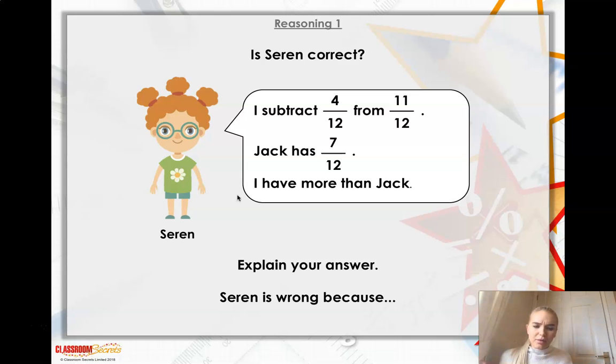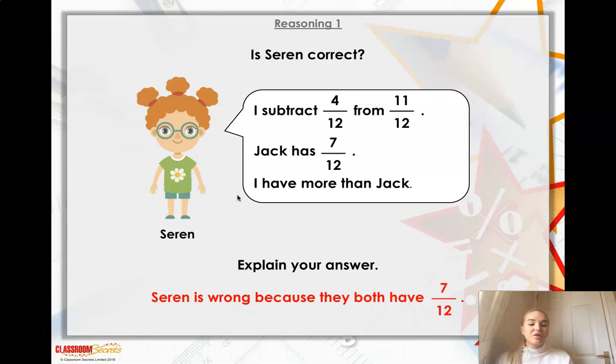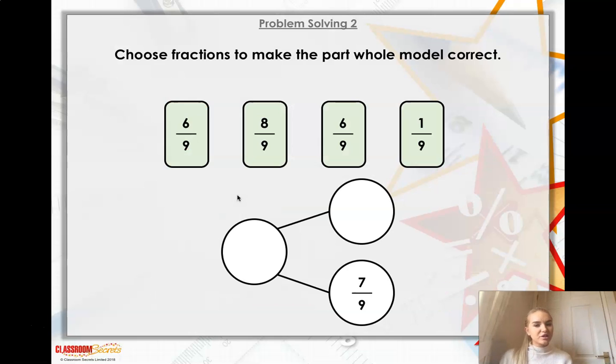Why does she not though? Because we need to explain our thinking. Why does Seren not have more than Jack? Oh, that's right, because she has 7 twelfths too. They are both the same. They both have 7 twelfths. Well done. Final question then.